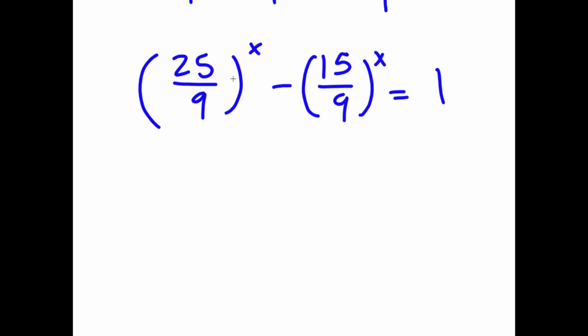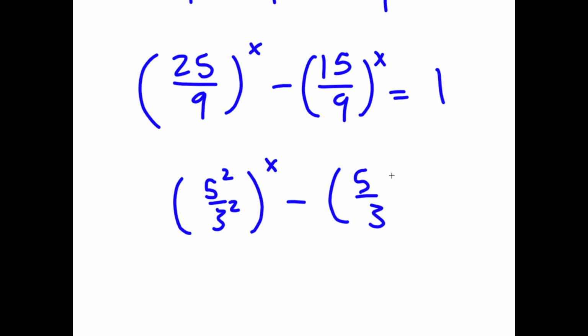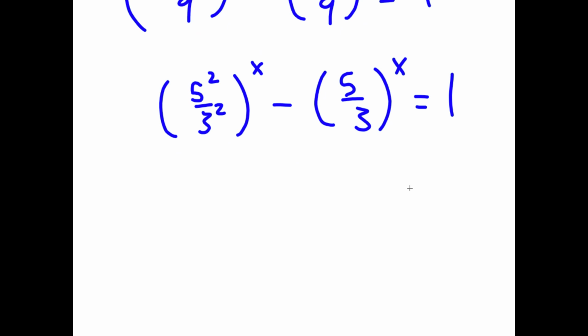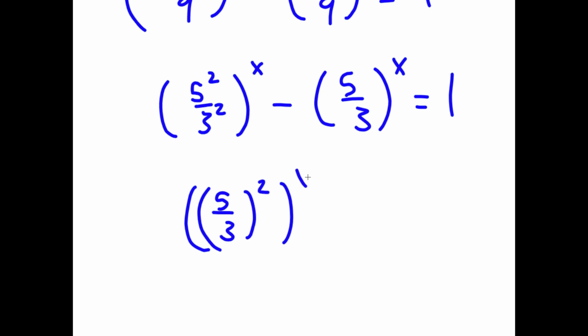Now I'm going to rewrite 25 over 9 as (5 squared over 3 squared) to the power of x minus 15 over 9. That's just simply equal to (5 over 3) to the power of x, and this is equal to 1. Now 5 squared over 3 squared, that's equal to (5 over 3) squared. So I have ((5 over 3) squared) to the power of x minus (5 over 3) to the power of x is equal to 1.